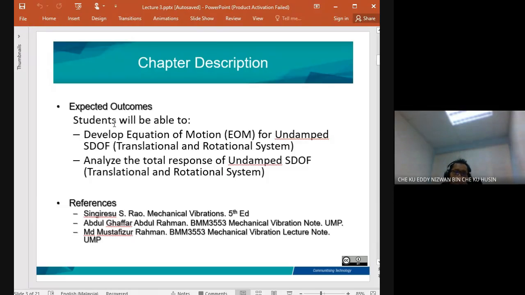So the outcomes for this chapter are that we are able to develop the equation of motion for an undamped single degree of freedom, translation and rotational system. You are given a system, and then you identify all the applied forces when there is a motion of the object. Then analyze the total response of the undamped single degree of freedom, translation and rotational. The response here refers to the motion of the object.